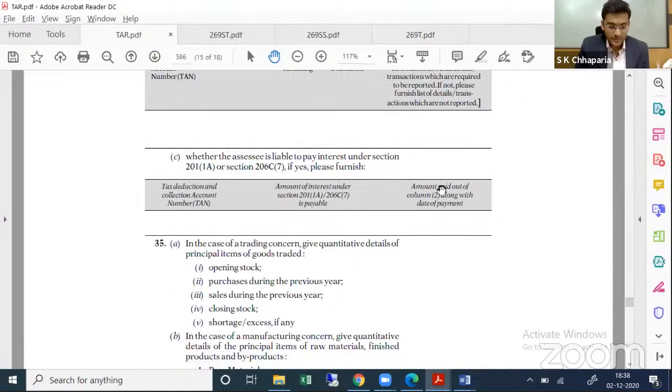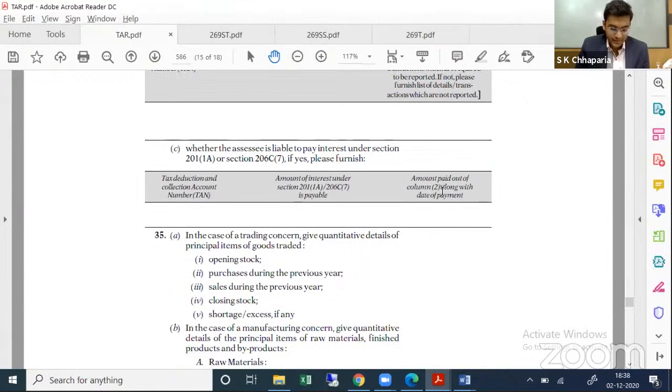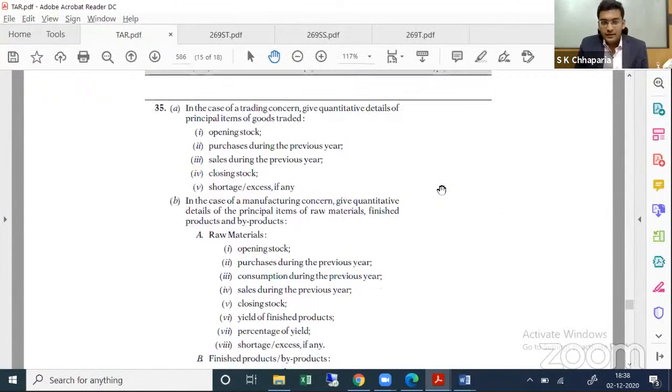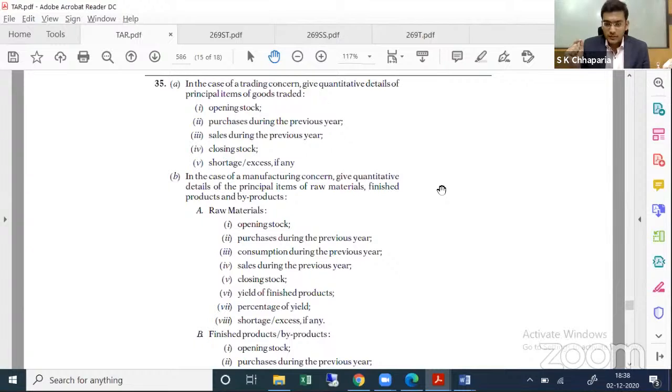So clause 35, on quantitative details of inventory items. Over here, one very significant observation could relate to a case of shortage or theft that has been declared, and accordingly GST reversal has taken place. So one may actually refer to that particular segment.